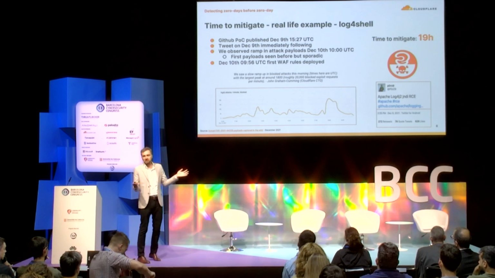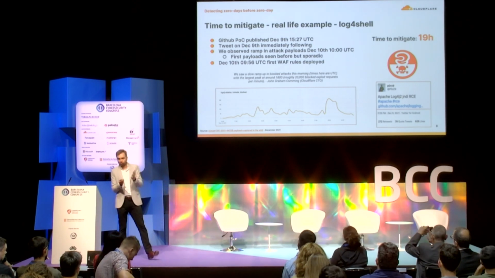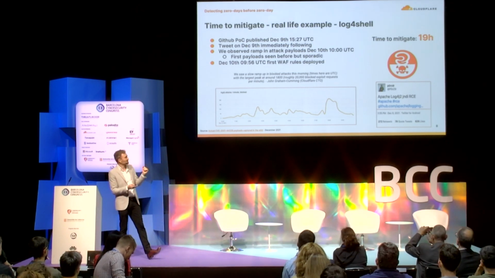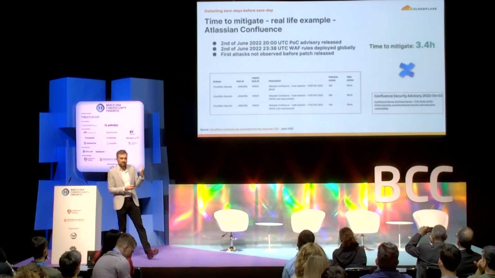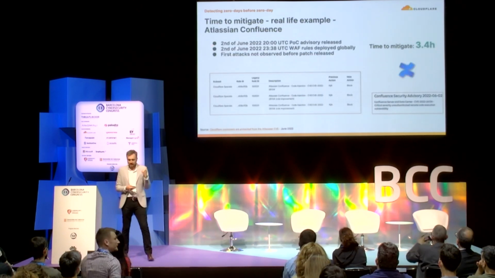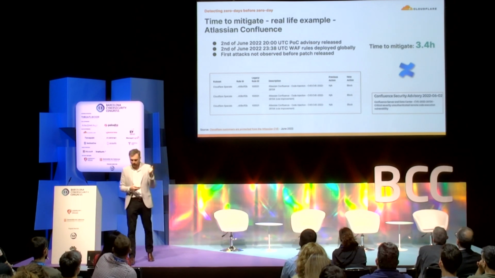So we should say, yeah, okay, we're good. We had the rule 19 hours, so we're fine. Another example is a CVE from Atlassian. This was released in June 2022. In this one, we're a little bit faster, so we released a new rule in 3.5 hours. And again, the first attacks were 24 hours after it was made public. So we might think, again, we are good. We had a rule in place before the big volume of attacks happened.